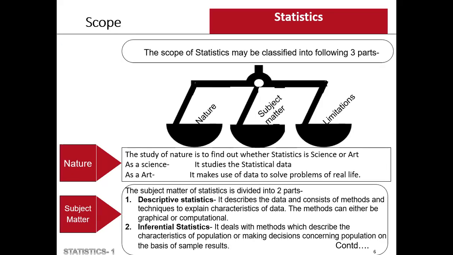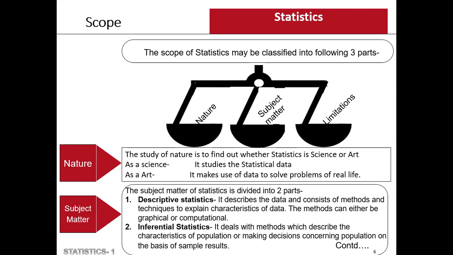Coming to the scope of statistics, the scope can be explained in three parts based upon the nature of statistics, the subject matter of statistics, and the limitation of statistics. The study of statistics is basically to find out whether statistics is a science or an art. There is always a discussion on whether statistics is a science or an art. Statistics is both a science and an art. For example, in statistics we deal with numbers and mathematics. Since we are dealing with numbers, quantitative data, definitely it is a science.